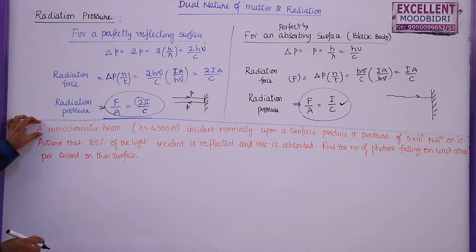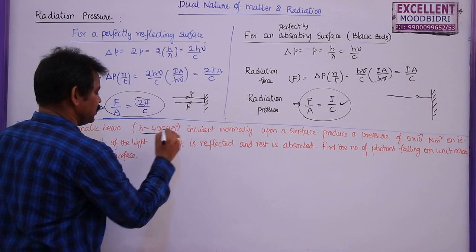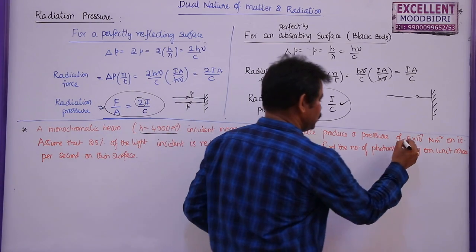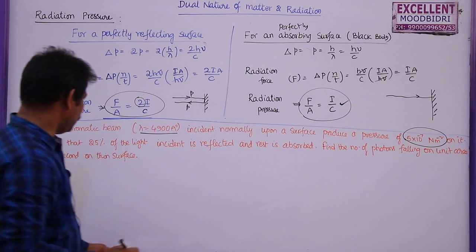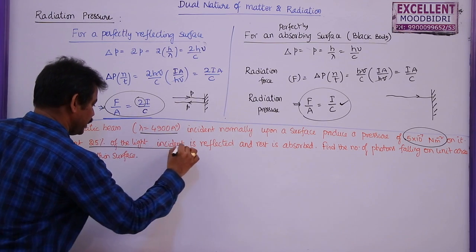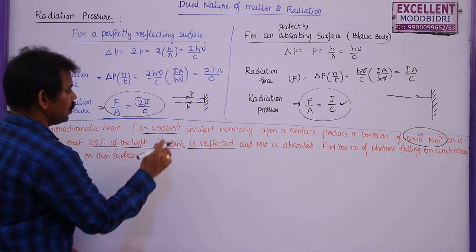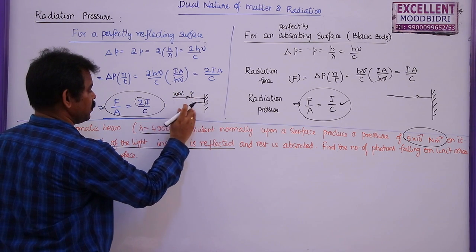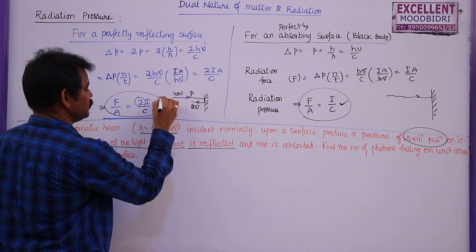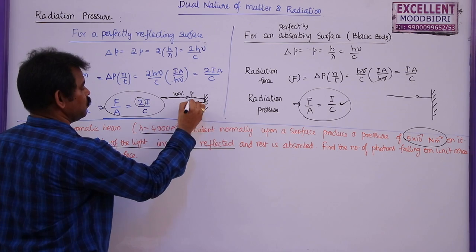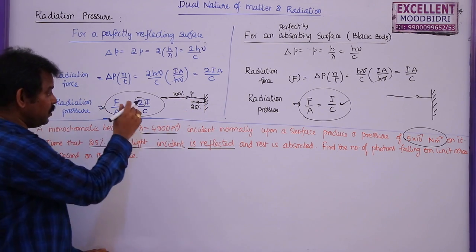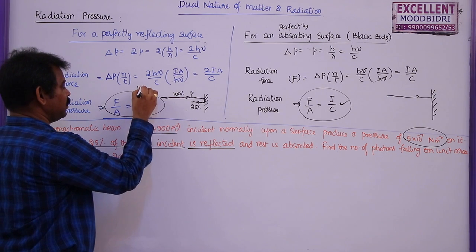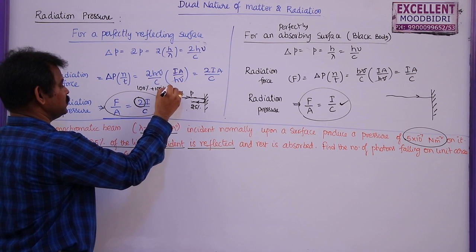But in this problem, you see a monochromatic beam of wavelength this much, incident normally upon a surface, produces a pressure of this much. So this is the radiation pressure produced on it. Now, if only 25% of the incident light is reflected, so out of 100% of light incident on this surface, only 25% is coming out. In the previous case, 100% of the light was reflecting, so you get 2 here, that is 100% plus 100%.